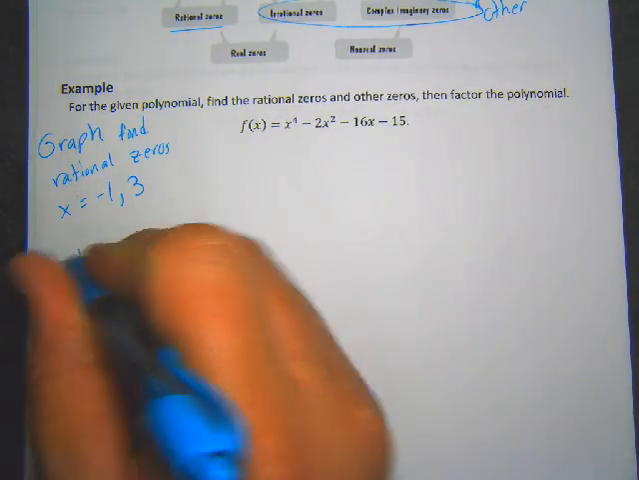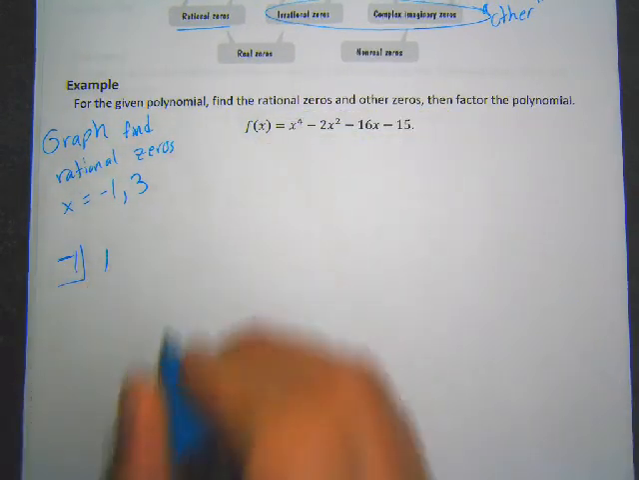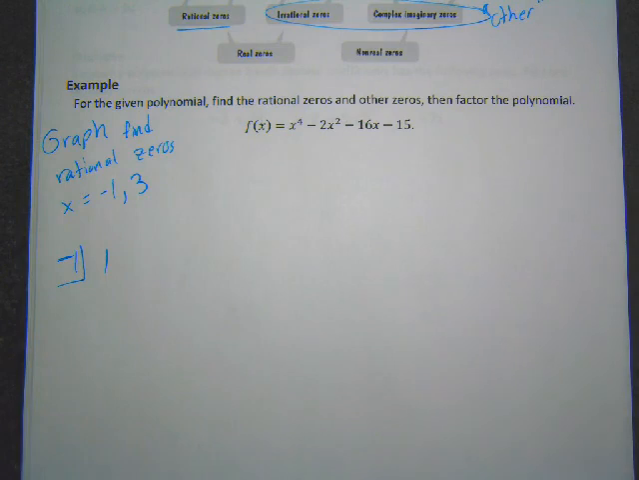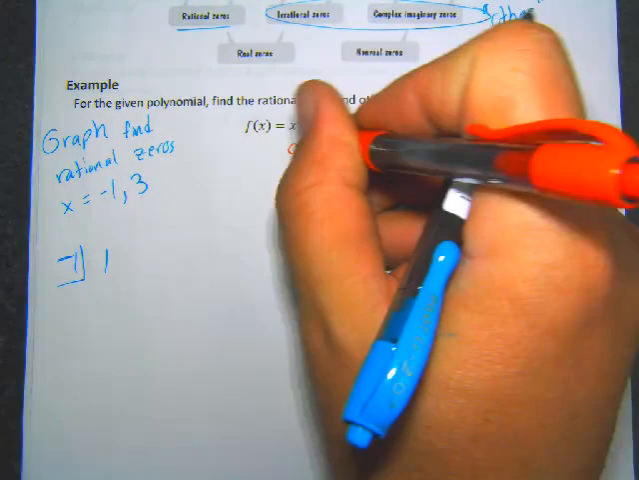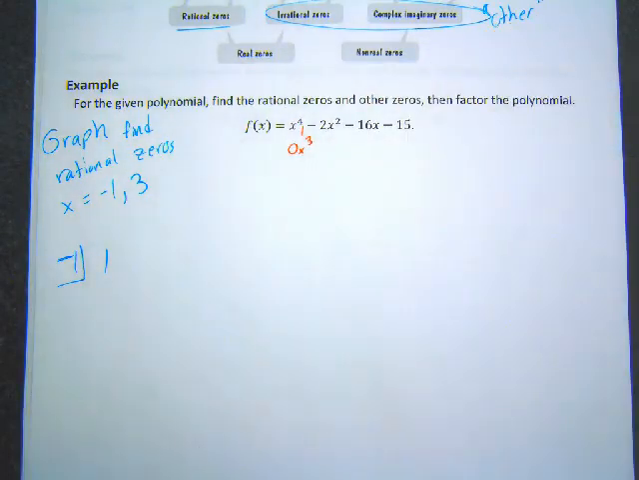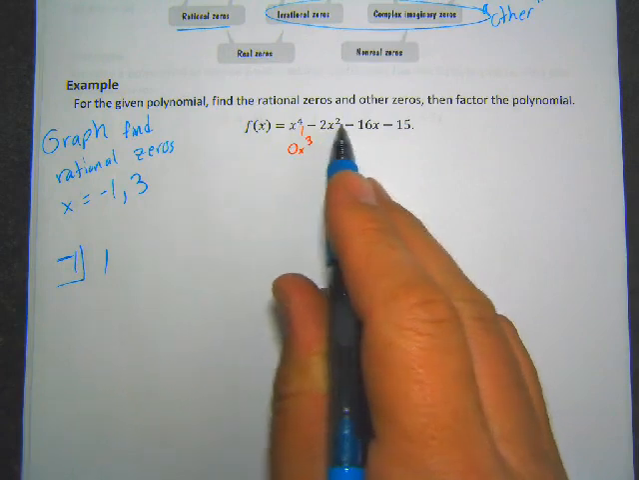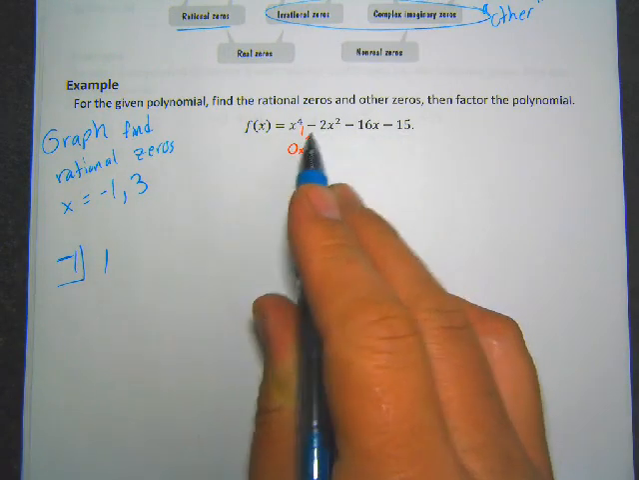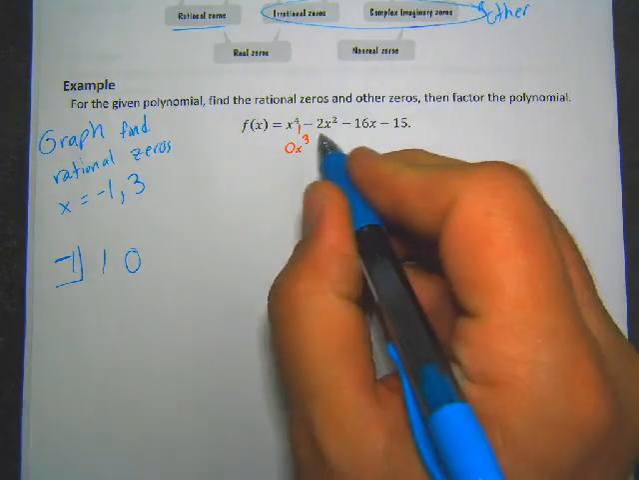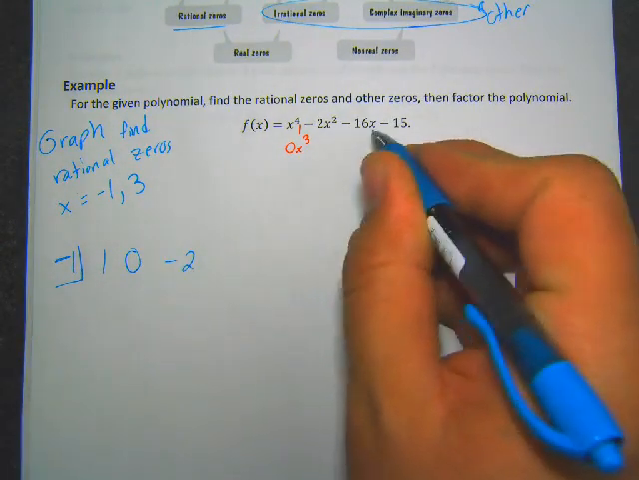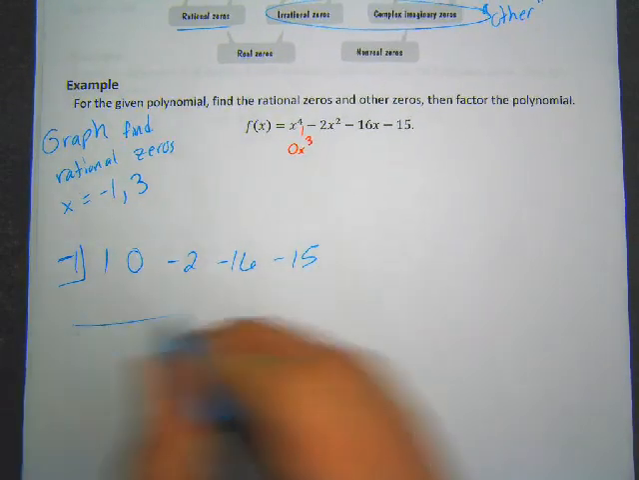-1. I'm going to divide out this polynomial. I'm going to bring down my 1 for the x to the 4th. And then hopefully you noticed that the next number I bring down is not -2. It's actually 0 for the x cubed that's missing. Remember, you need those filler zeros. We've got x to the 4th, x squared, but we're missing x to the 3rd. That means you need a 0 as a placeholder. Okay, -2, -16, -15. Now we've got all the coefficients.